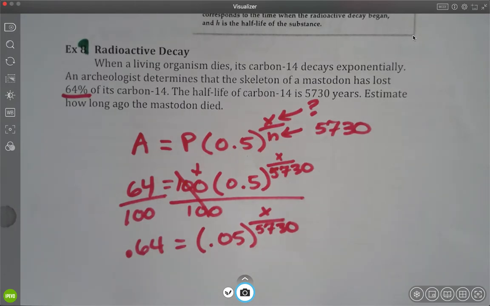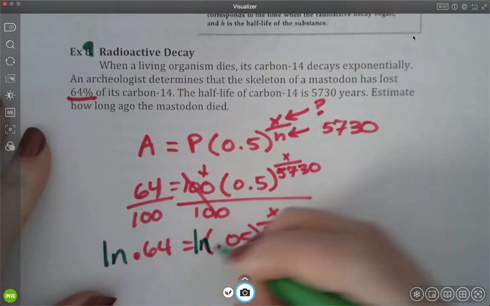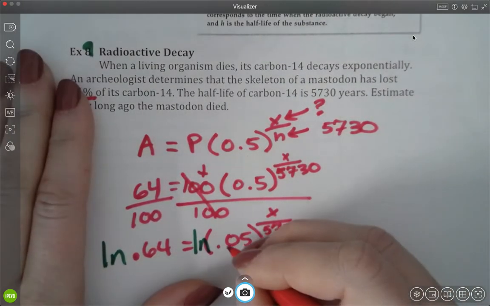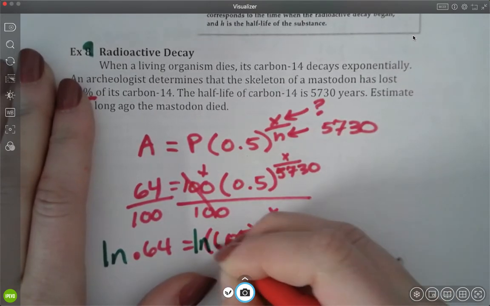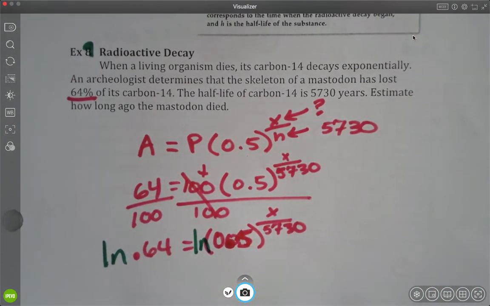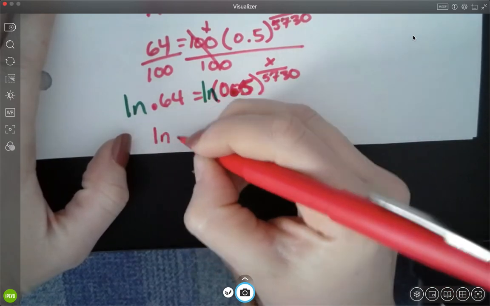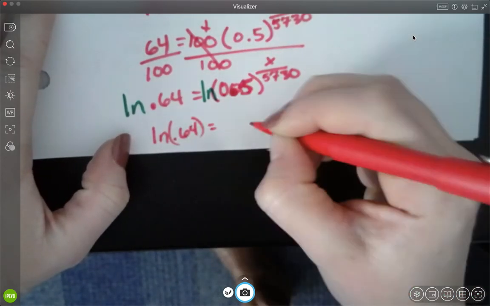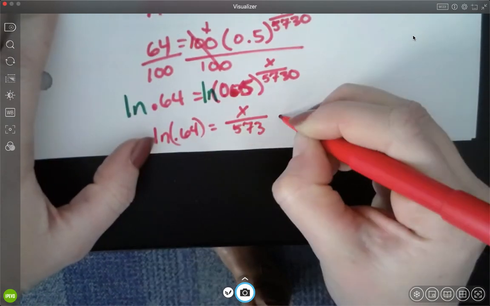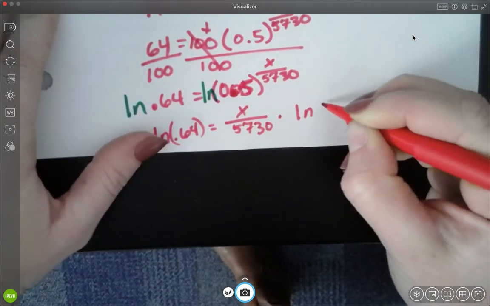Okay, so now we have to use ln in this problem to get the exponent down. Because it's an exponent, you're not multiplying. When I'm solving for an exponent, you have to use ln. So I'm going to ln both sides. Is it 0.5 or 0.05? It's 0.5. I keep writing the wrong number. There we go. Now I natural log both sides, and by doing that, I can bring that front part down in front: ln of 0.64 equals x over 5730 times ln of 0.5.